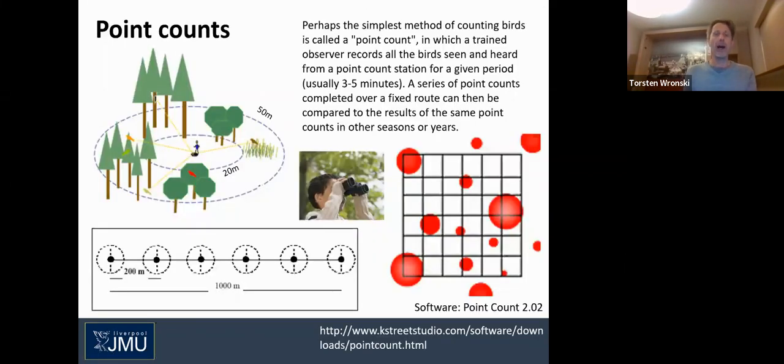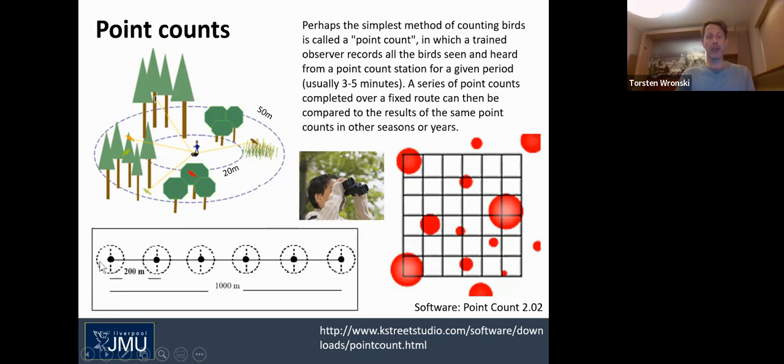Another example are the point counts. These are perhaps the simplest method of counting birds, in which a trained observer records all birds seen or heard from a point count station, which is usually in the center, for a given period, usually 3 to 5 minutes, in an area with a radius of 20 to 50 meters. A series of point counts is usually completed over a fixed route, such as a transect, and can then be compared to the results of the same point count in other seasons or years.